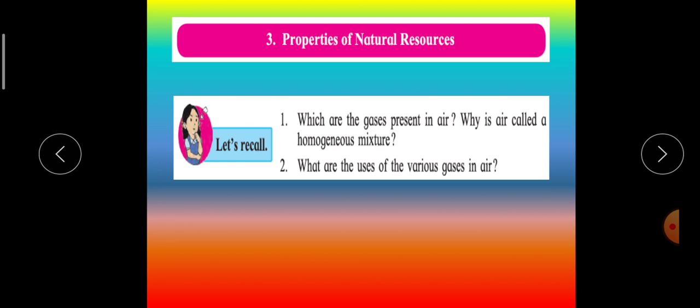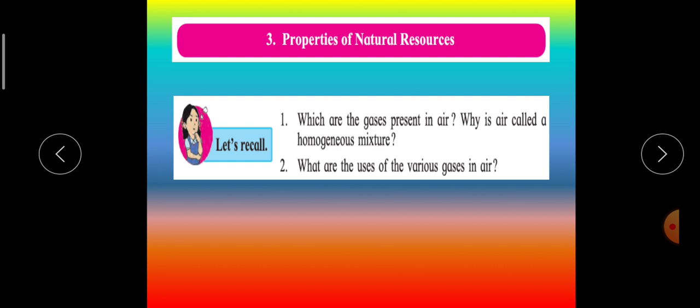Next question: what are the uses of the various gases in air? Children, if you remember, last year you have studied the uses of gases in the air. So let us recall it now. The highest percentage of the gas present in air is nitrogen. How much percentage do you remember? Right, 78. So nitrogen helps living things to build the necessary proteins. It is useful in the production of ammonia and in airtight packaging of foodstuffs.